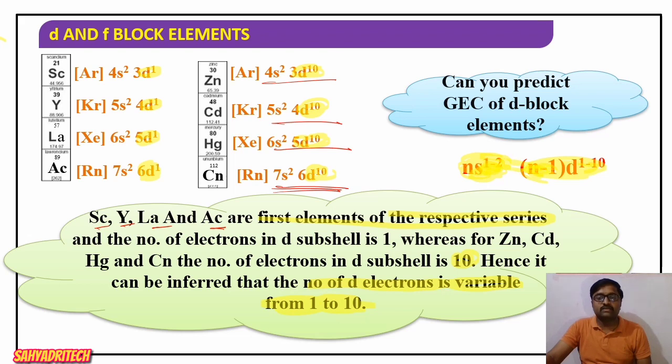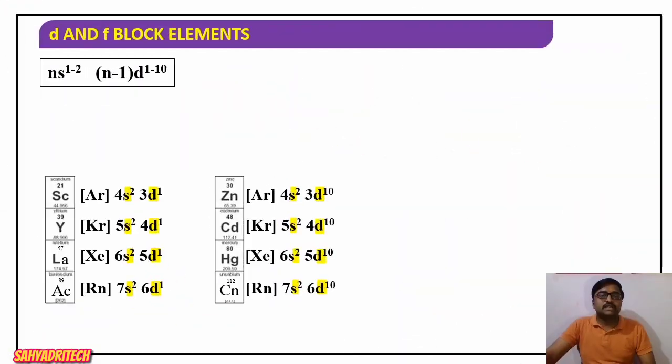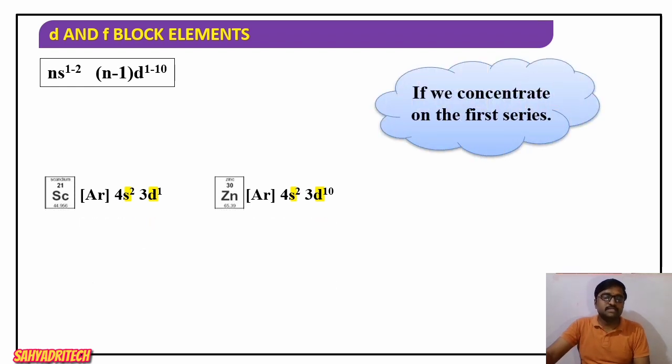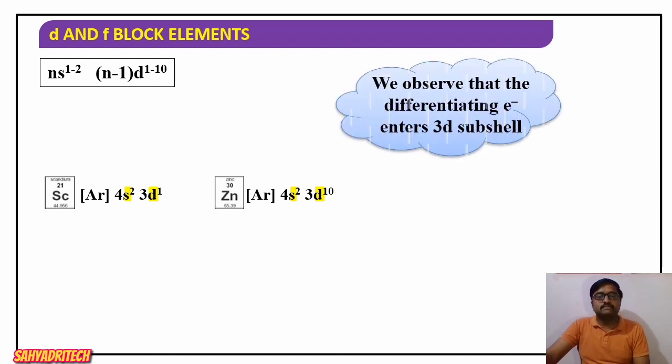Overall, the general electronic configuration for d block elements is noble gas ns1 to 2, (n minus 1) d 1 to 10. Okay, so we found the general electronic configuration: ns1 to 2, (n minus 1) d 1 to 10. Now, if we concentrate on the first series, what is the first series? Scandium to zinc. Here the first member is scandium and the last member is zinc.